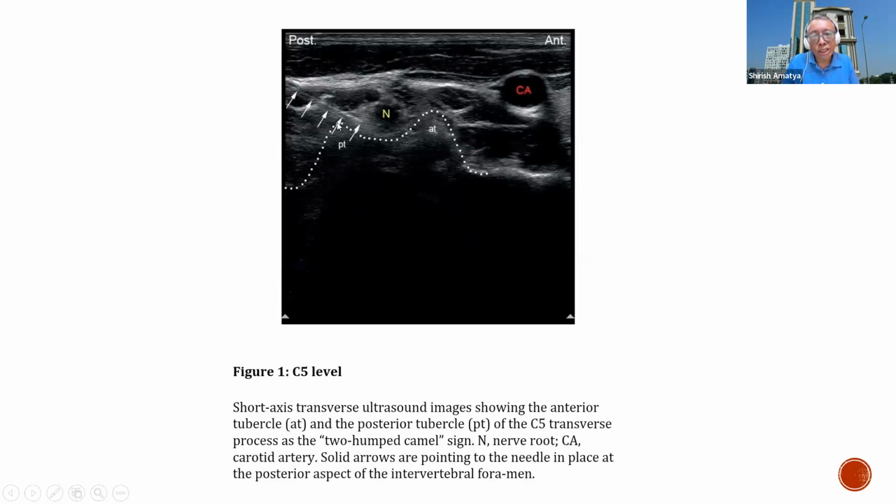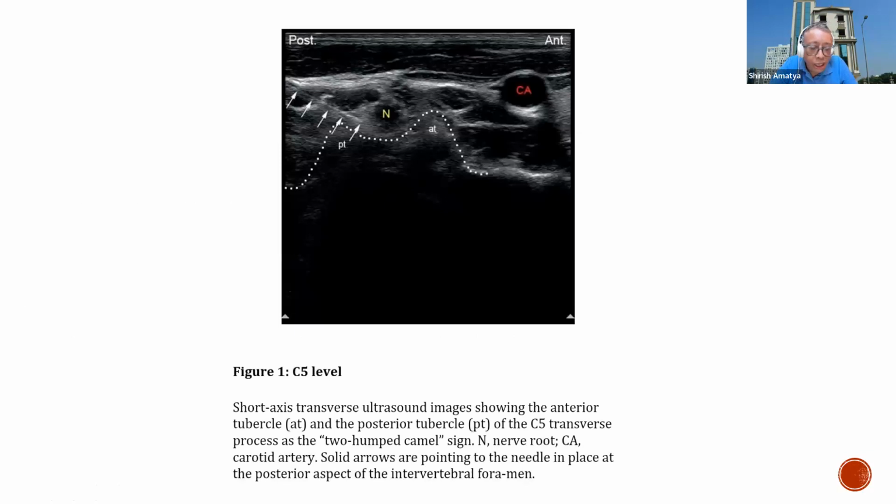Okay, so here you can see there is a double hump camel sign, but here the anterior tubercle is not as prominent as it was at C6 level. So most probably this is C5 level. And here also you can see the needle coming from behind, and the injection is done just posterior to the C5 nerve root.